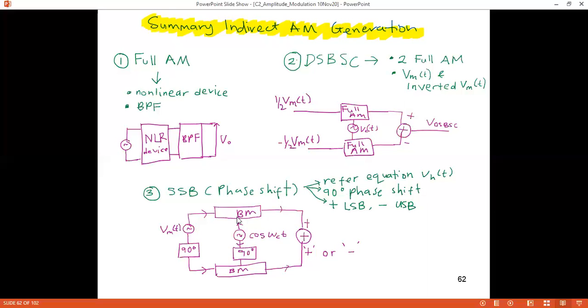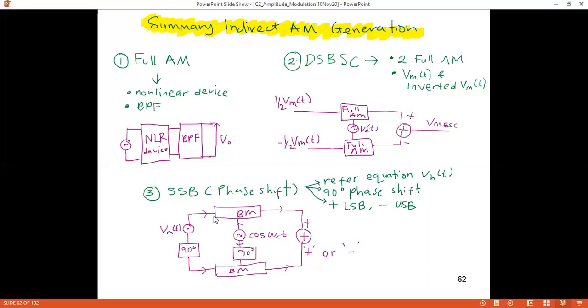So if you remember, this operation actually reflects the equation from the first part, where we analyzed the single sideband equation, where we have the Hilbert voltage, which is actually the 90-degree phase shift of our VMT and also VCT. So this block diagram actually reflects that mathematical analysis.